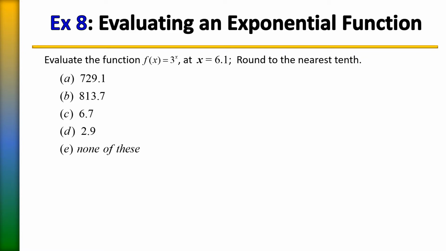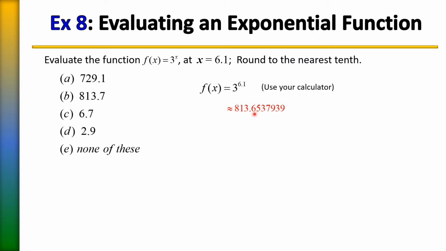So into the given function, you're going to remove the x and replace it with 6.1. Now you're going to take your scientific calculator and plug in 3 raised to the 6.1 power. And what you'll be given is an approximate number. And we're asked to round that number to the nearest 10th place, which means leave 1 decimal up.